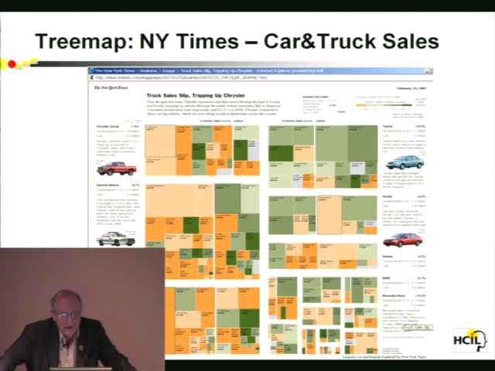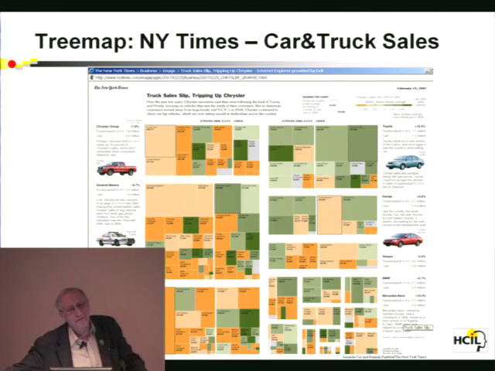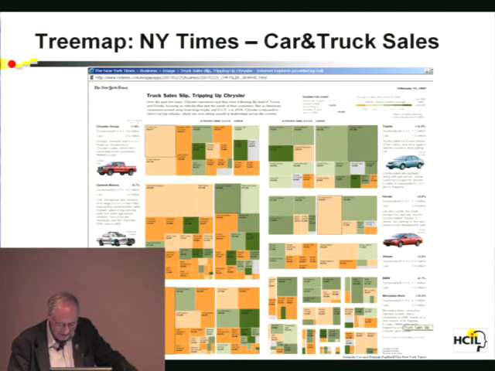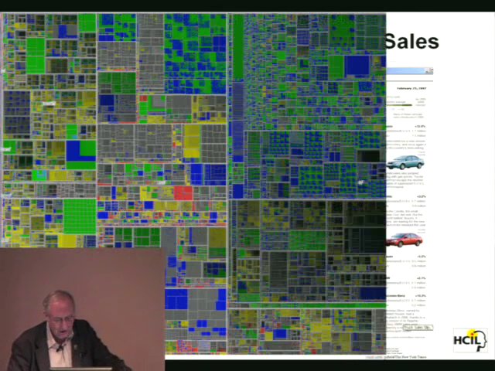The New York Times here showed a very intense dimensions of data about the truck and car sales in the U.S. and around the world. They now regularly use tree maps for a variety of applications, and tree maps have appeared on the television show 24 and other kinds of places. So it's kind of satisfying to see an idea go general.